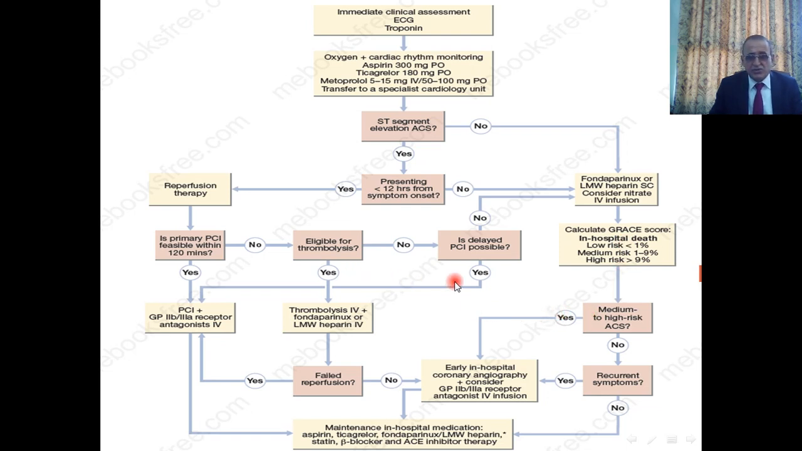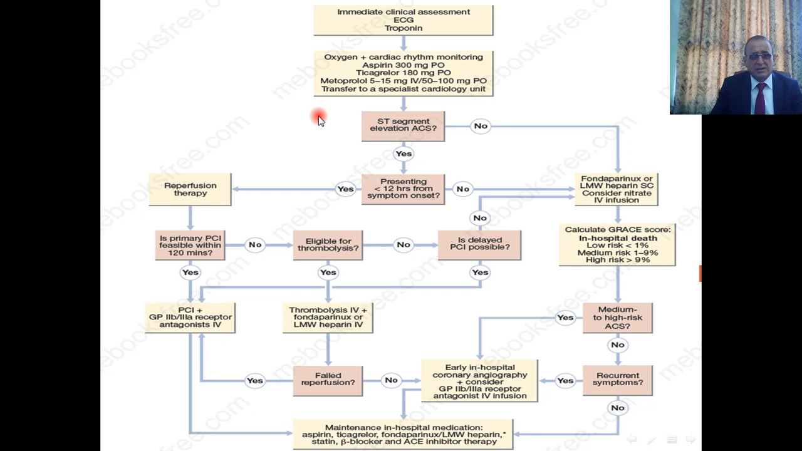In summary, immediate initial management: oxygen, IV line, monitoring, beta blockers, dual antiplatelet, etc. ST elevation, reperfusion. ST depression, low molecular weight heparin with other treatment. Reassess the ST depression. If high risk, angio, low risk, medical treatment. Actually this graph again is for 6-year students if they are listening to this.